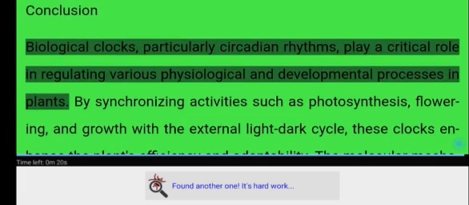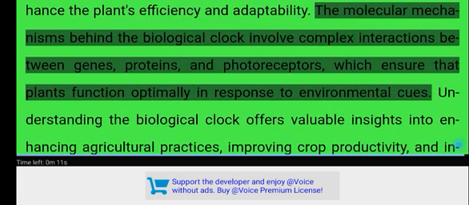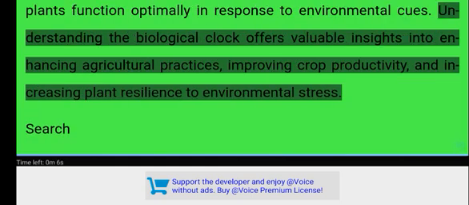Conclusion. Biological clocks, particularly circadian rhythms, play a critical role in regulating various physiological and developmental processes in plants. By synchronizing activities such as photosynthesis, flowering, and growth with the external light-dark cycle, these clocks enhance the plant's efficiency and adaptability. The molecular mechanisms behind the biological clock involve complex interactions between genes, proteins, and photoreceptors, which ensure that plants function optimally in response to environmental cues. Understanding the biological clock offers valuable insights into enhancing agricultural practices, improving crop productivity, and increasing plant resilience to environmental stress.